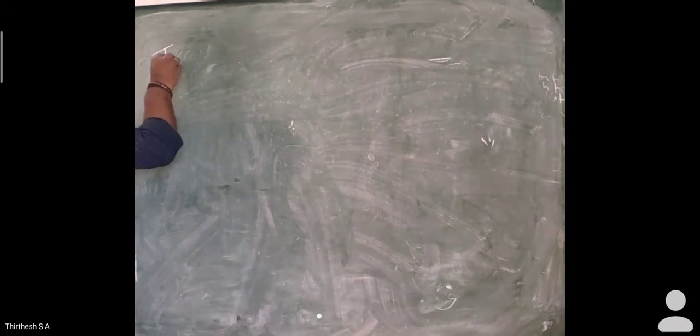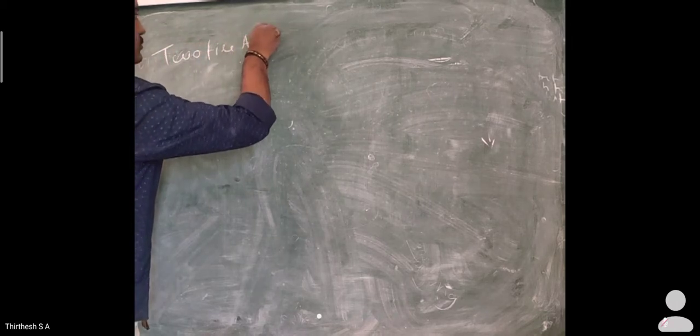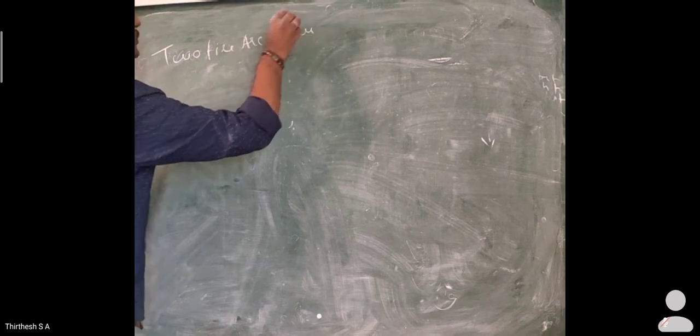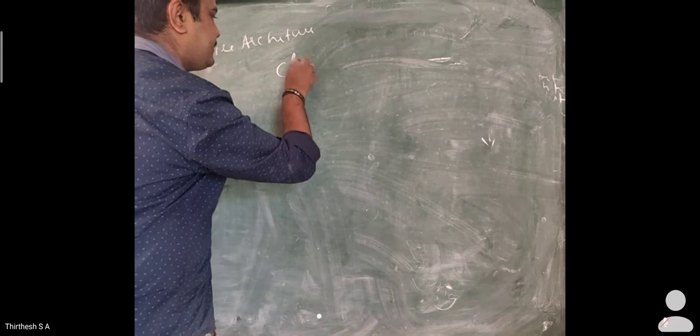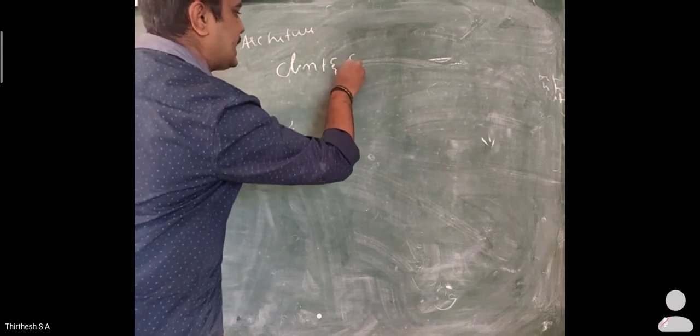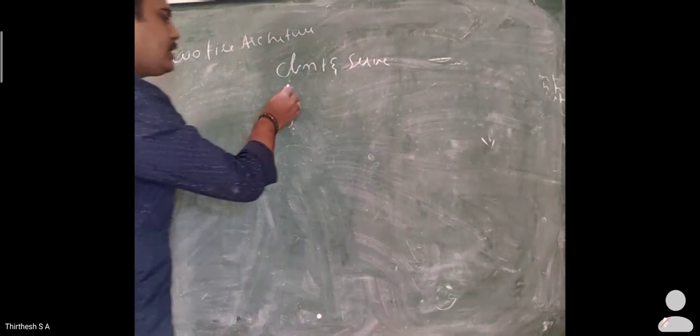So today in this class, let us deal with what is two-tier architecture. Okay, two-tier architecture. What is two-tier architecture? Basically, a two-tier architecture is the kind of architecture where we speak of client and server. And mainly this two-tier architecture works on the client side.